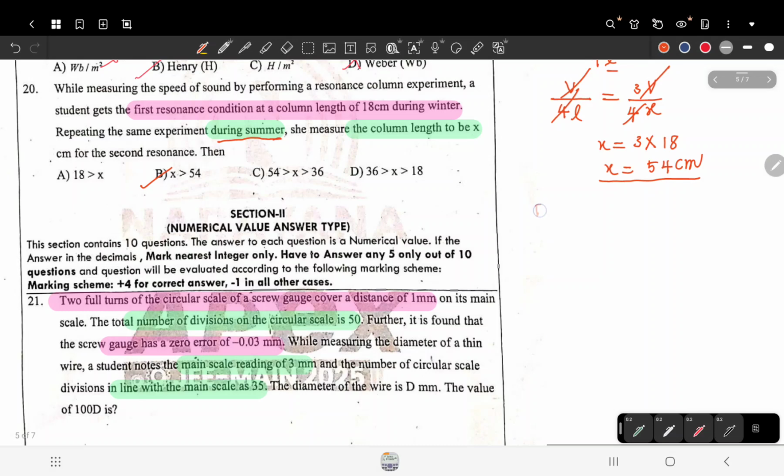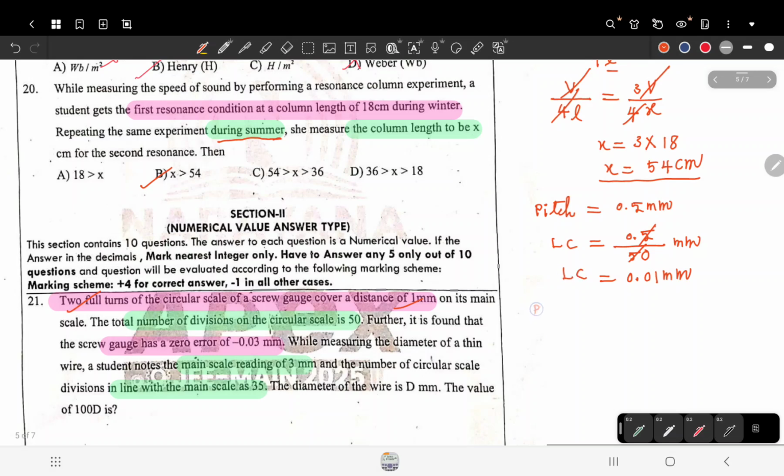Therefore, before that we have to find the pitch. We know the pitch: for two rotations there is 1 mm, then for one rotation it will be equal to 0.5 mm. There is no need of calculation, you can directly write it. It is nothing but 0.5 mm. And then the least count formula can be written as 0.5 by 50, that is nothing but pitch by circular divisions. Therefore, that will be equal to 0.01 mm, that is the least count.